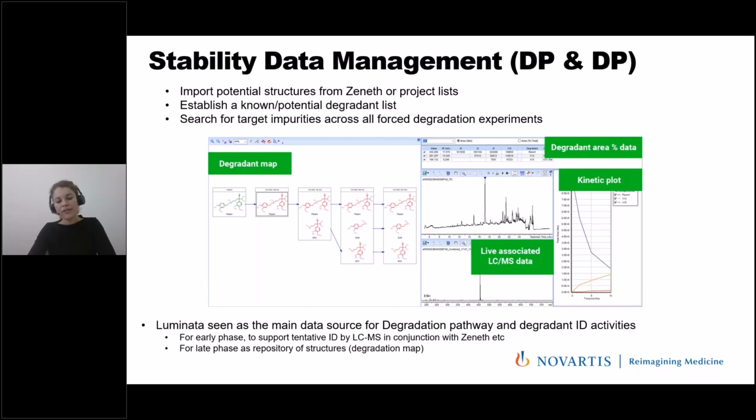For the late phase so far, as I said, we operate on a full structure identification basis. We are mainly working with a compound database within Luminata, meaning that we are bringing all the information together and building a map on our own. But we will be looking at whether there's potential for this stability data management within Luminata also for the late phase activities.